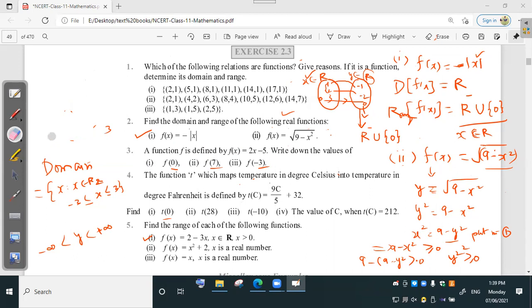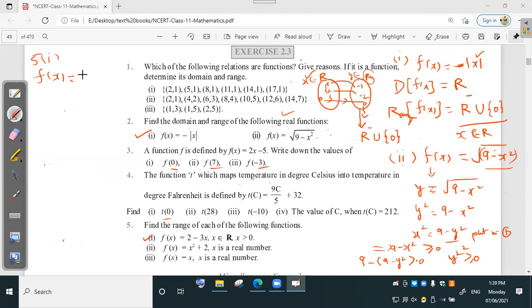So range we have to find. For example, question number 1, I have to find the range of f(x) equal to 2 minus 3x. Range means the value of y. Okay. Domain, they didn't ask. The domain belongs to R, so real numbers. But range we have to find.